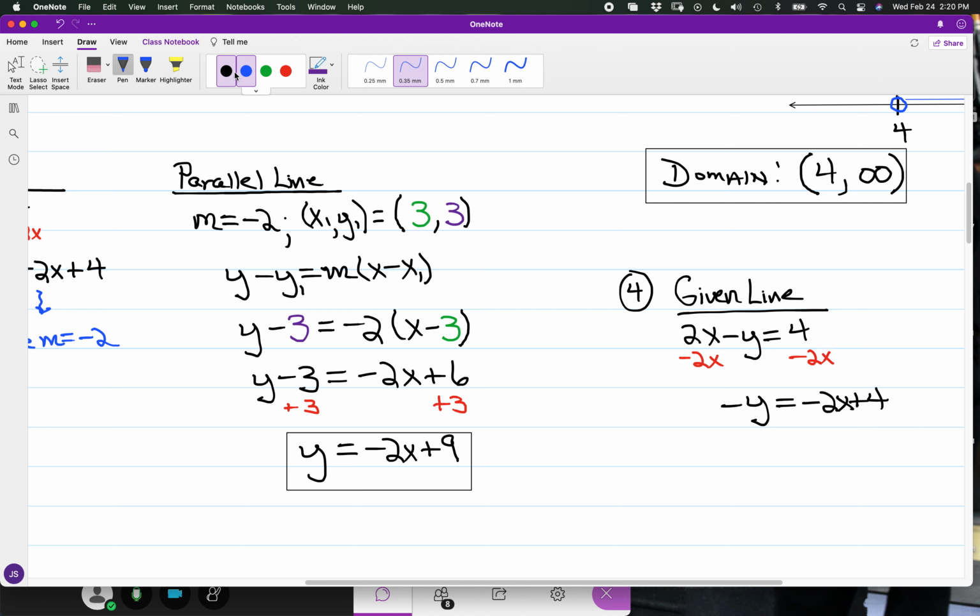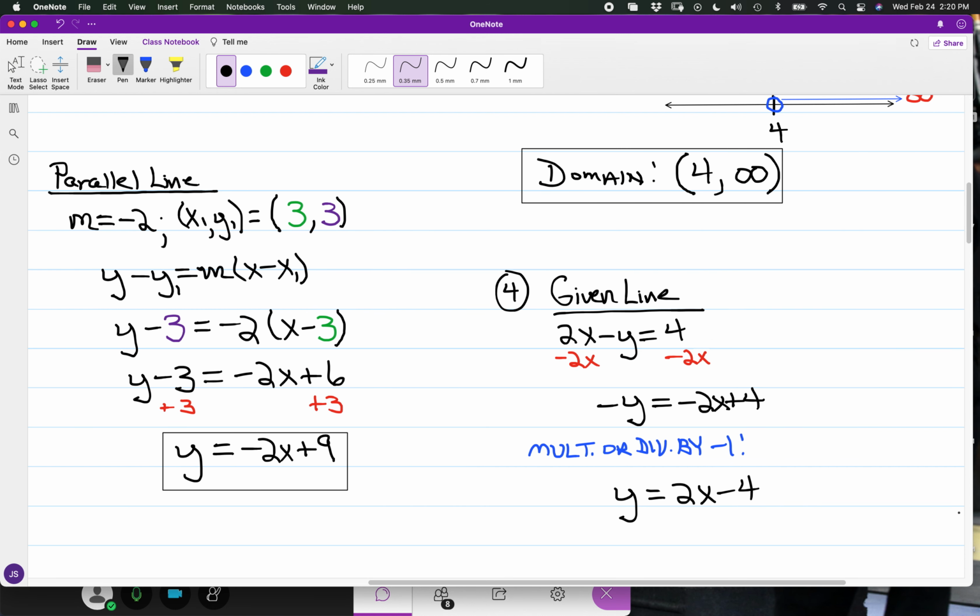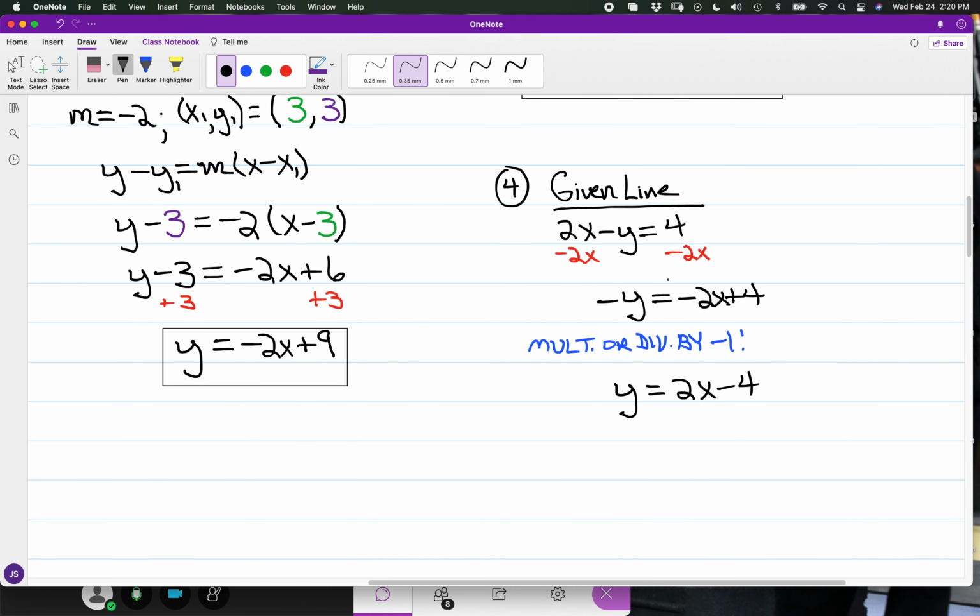And so, following through, if I multiply or divide the equation by negative 1, what was negative becomes positive and vice versa. So we had that y is equal to 2x minus 4. So for the given line represented by the equation 2x minus y is equal to 4, we're going to have that the slope m is equal to 2.